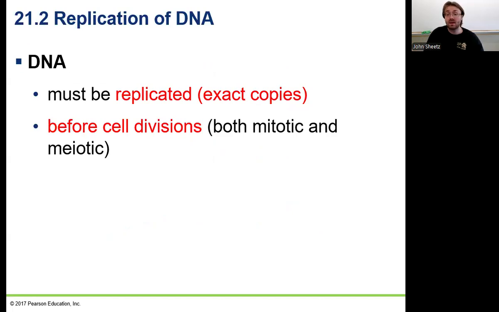DNA needs to be replicated. Namely, we need exact copies before cellular division can take place. So both mitotic and meiotic cellular division require DNA replication. And this makes sense. If you have 2 copies of DNA, one from each of your parents, and you need those 2 copies of DNA in order to survive, if you were reproducing, you would need to double your DNA so that you and your offspring both can keep your DNA, right?